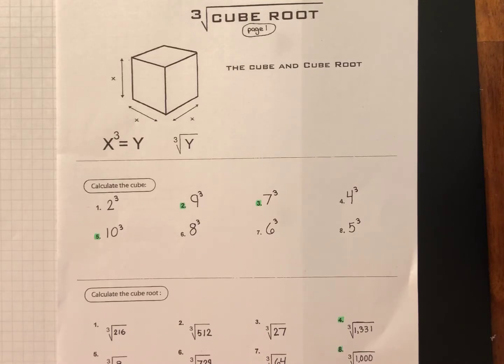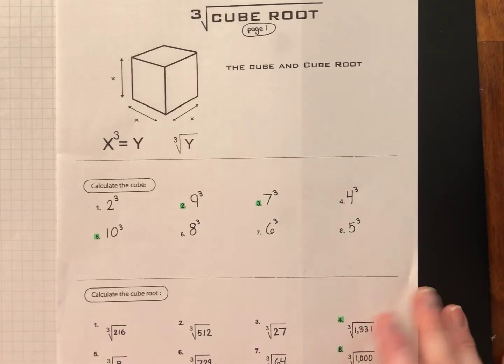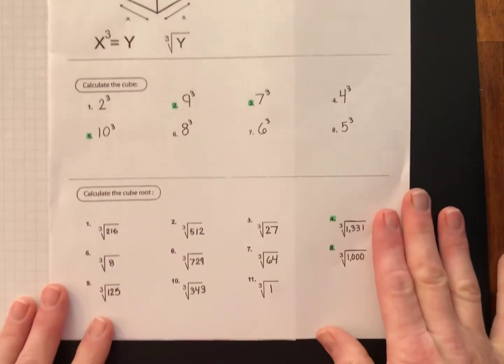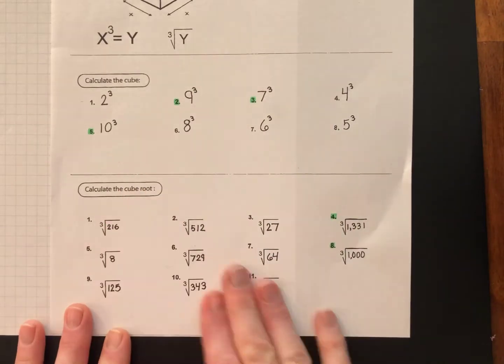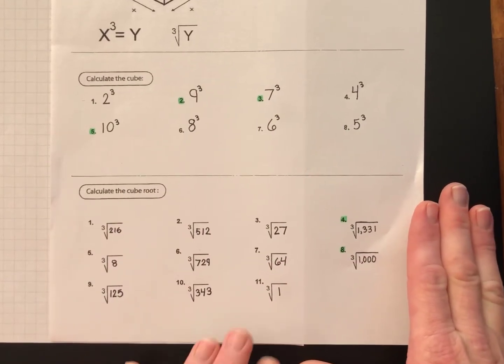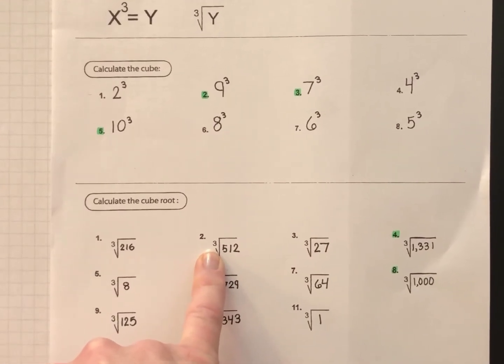On this page, I have scrap paper because I know I'm going to need it. We are finding the cube root of numbers and the cube of numbers. The first portion is finding the cube. The second portion is finding the cube root. So it's essentially the same as finding the square root, except that you've got the little 3 right there, which means that you're finding the cubed root.